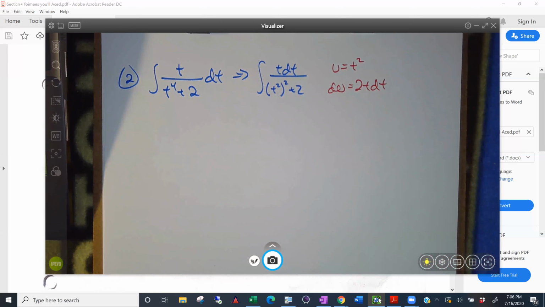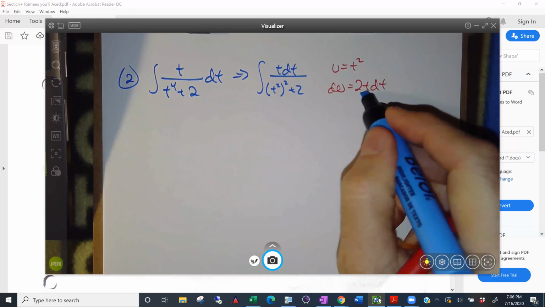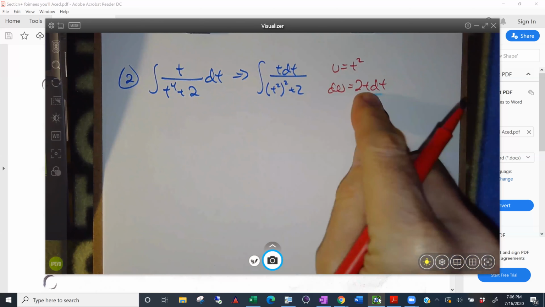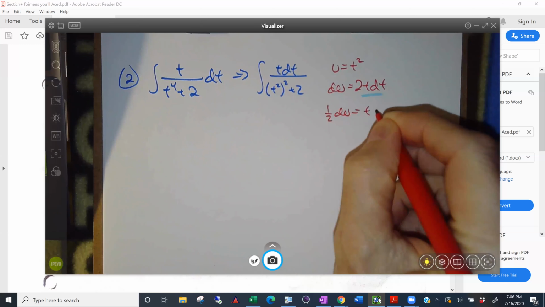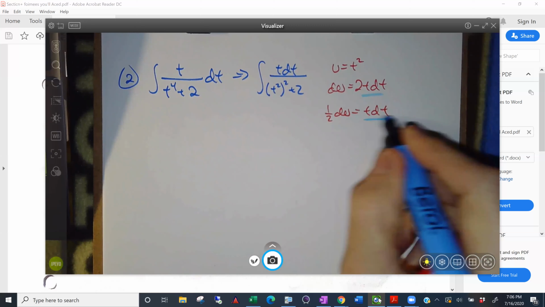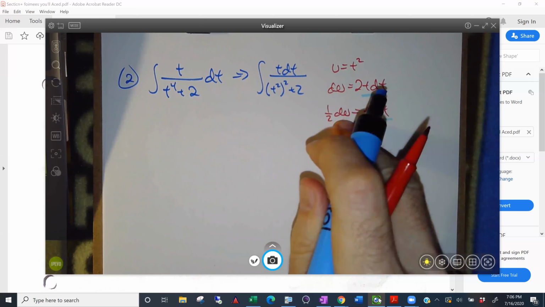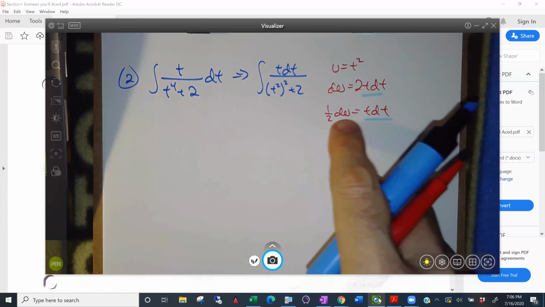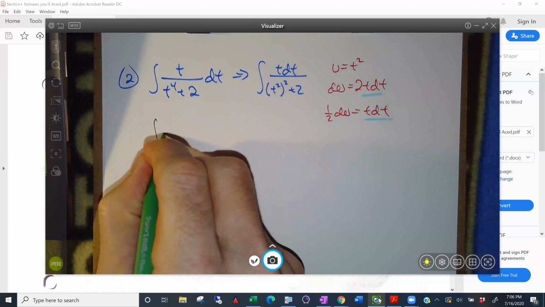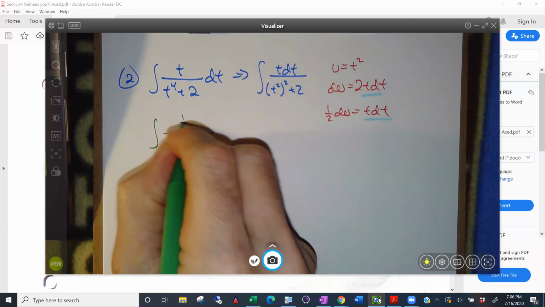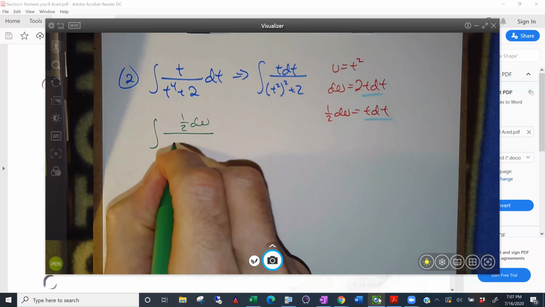And looking at what I have in the integral, I've got t dt, so I'll multiply both sides by 1/2 and get 1/2 du equals t dt. That way I can make a nice 1-to-1 trade. This goes in for this in the integral, and in the bottom we'll have a u squared. So let's take a look at that. That's going to be the integral of 1/2 du over u squared plus 2.